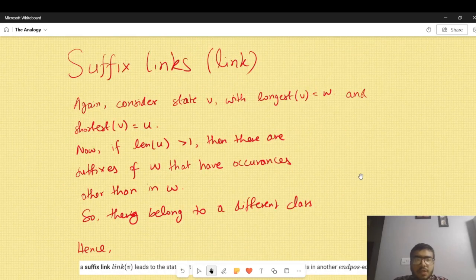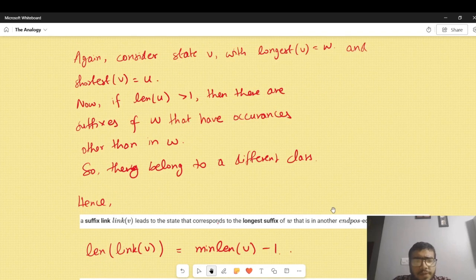So here we are with suffix links, yet another important concept. Now, consider state v with the longest of v being w and the shortest of v being u. If the length of u is greater than 1, this means that w has suffixes which have lesser length than the shortest suffix in the same equivalence class as w. This means those suffixes will occur more often than when w occurs, and hence will be in a different equivalence class. So the suffix link captures this very well by the definition and says that the state that corresponds to the largest suffix of w that is in a different equivalence class corresponds to the suffix link of v, where w is the longest v, right?